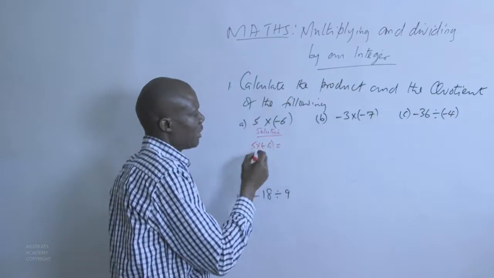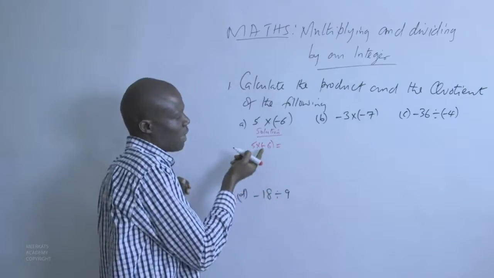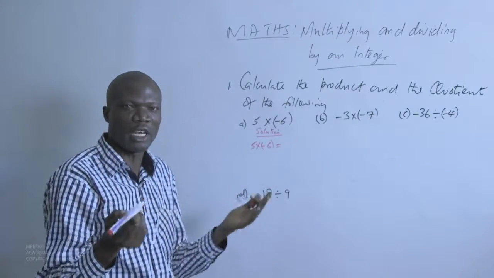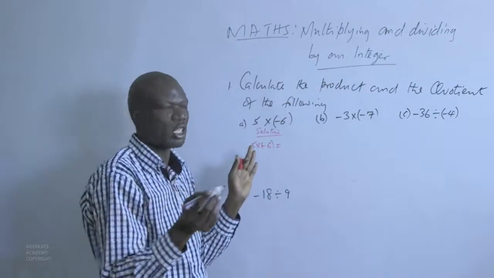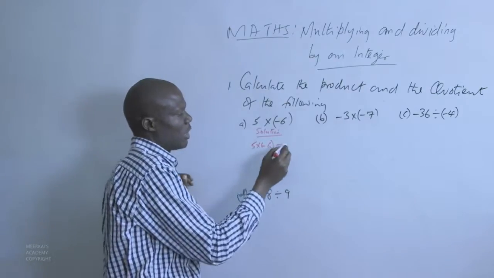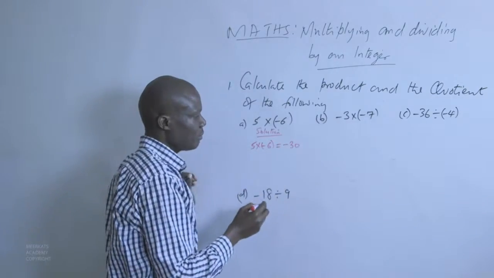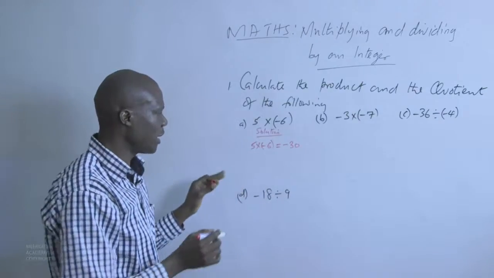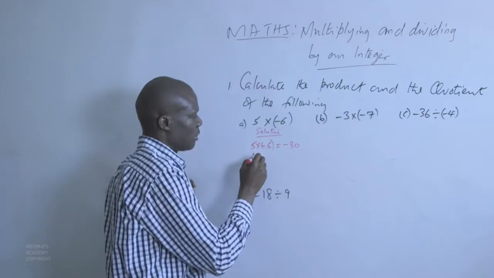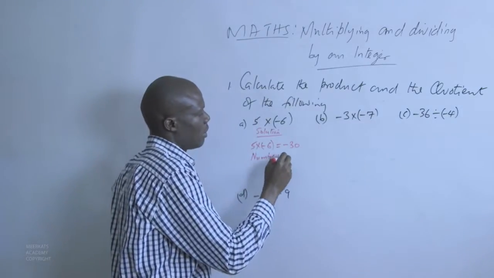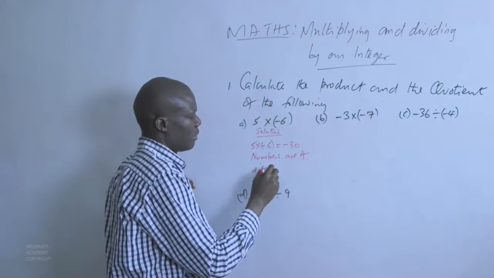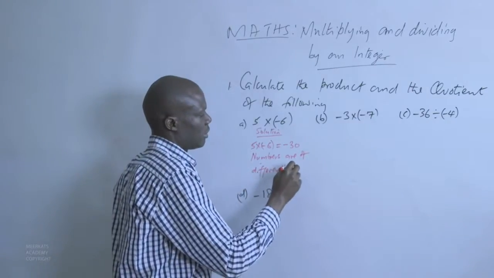We shall find the answer: 5 times 6 is 30. But the rule says the two numbers don't have the same signs, so the answer should be negative. That's the first thing we should just notice. The answer should be negative. So it's negative 30. To explain this, we say that the numbers are of different signs.